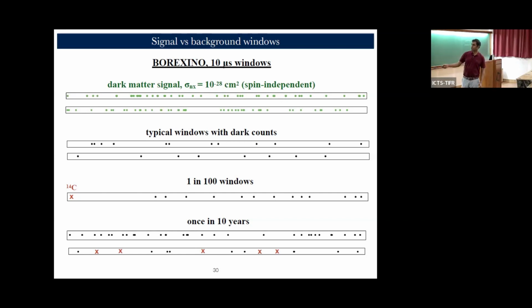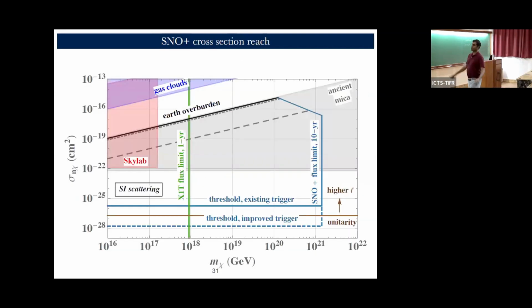All right, so taking into account this trials factor, the carbon-14 background and so on, here is how the punchline plot would look. This is the future reach of SNO+ in the cross-section versus mass space again. If SNO+ were to implement their existing trigger, which exists in Borexino and which SNO+ wants to adopt, then this would be the sensitivity to dark matter at about 10 to the minus 26 centimeters squared. Just below QCD cross sections. And with the 10-year exposure, they would go all the way to 10 to the 21 GeV.